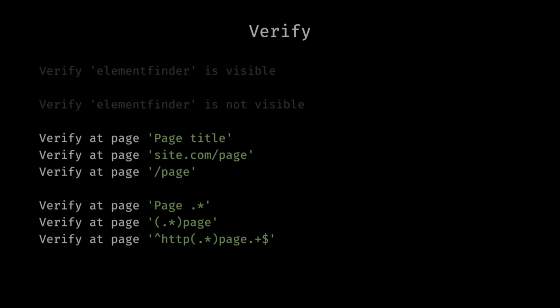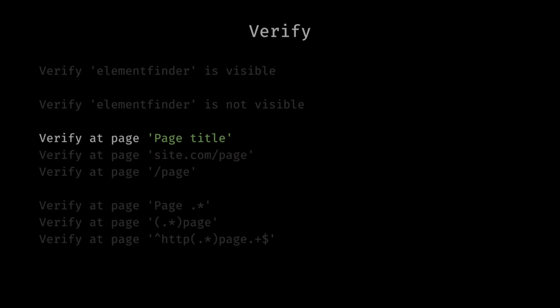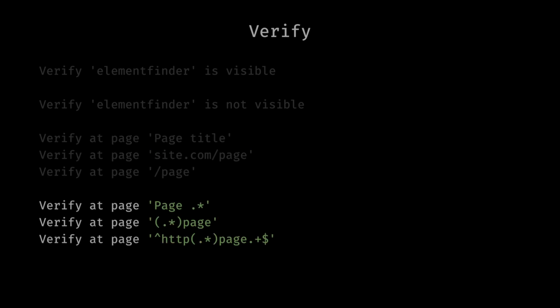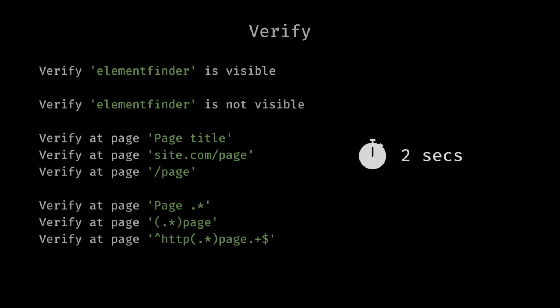And here are the various ways of asserting the current browser location, either with a string the page title ought to contain, a string the URL ought to contain, or with a regex that ought to match the page title or the URL. Verify steps wait for up to 2 seconds to become true, otherwise they will fail.